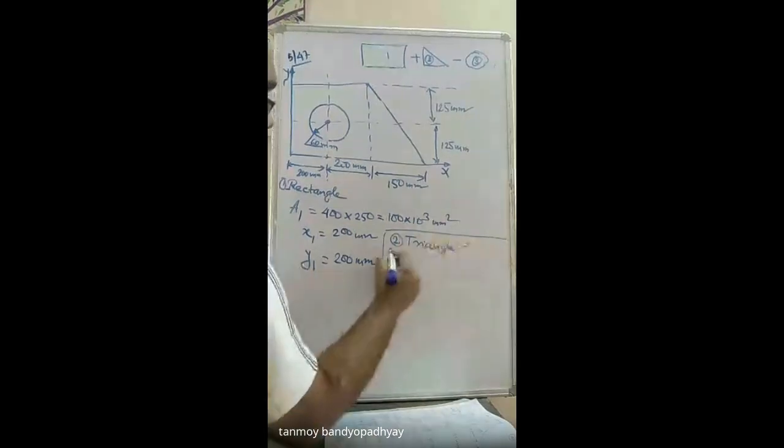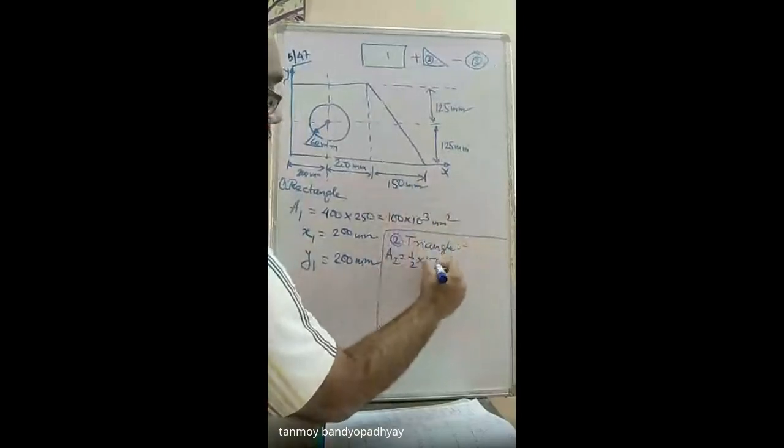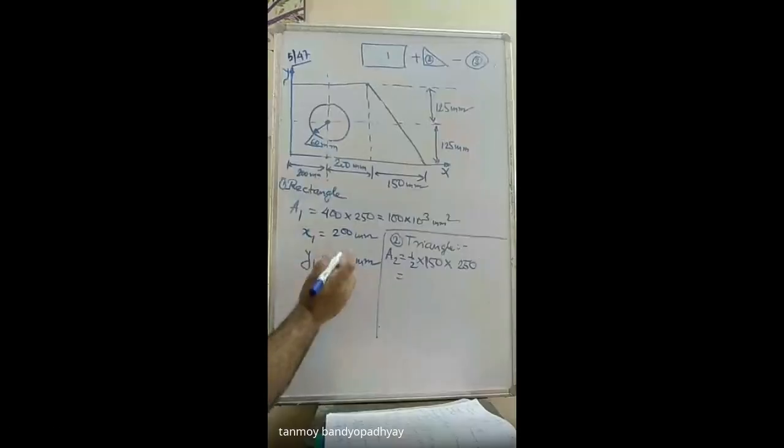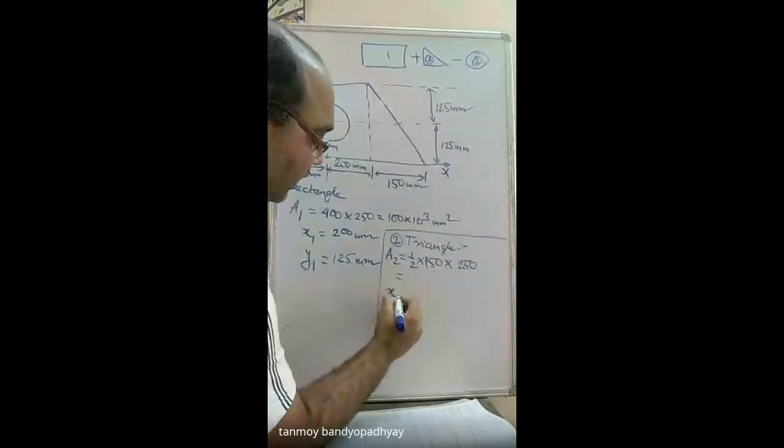So for the triangle, what is A2? A2 is half into base into altitude. So altitude is 250. So calculate this A2.